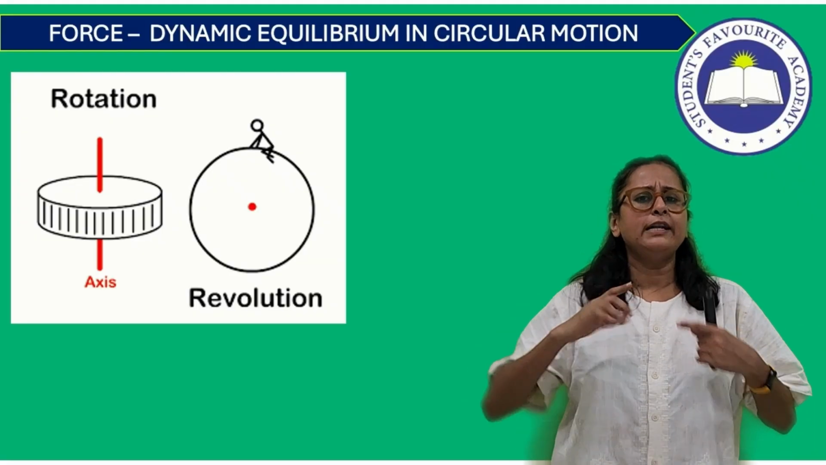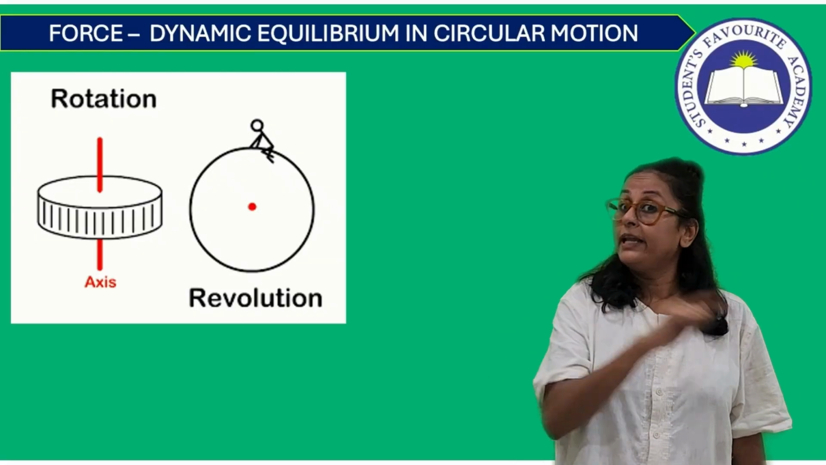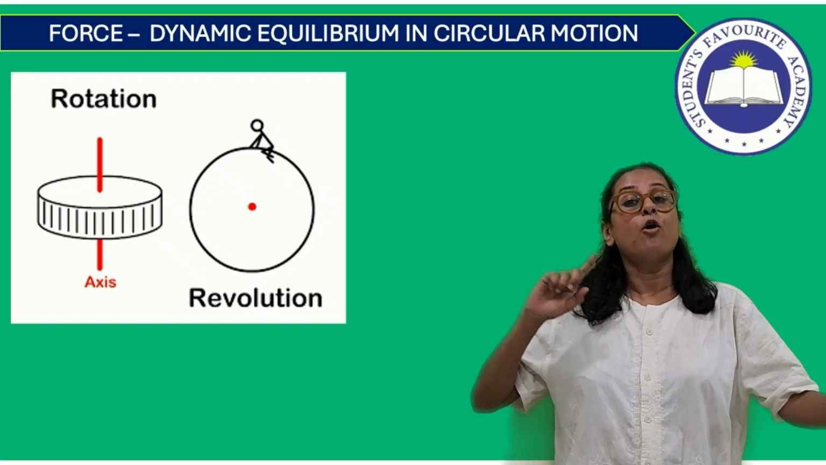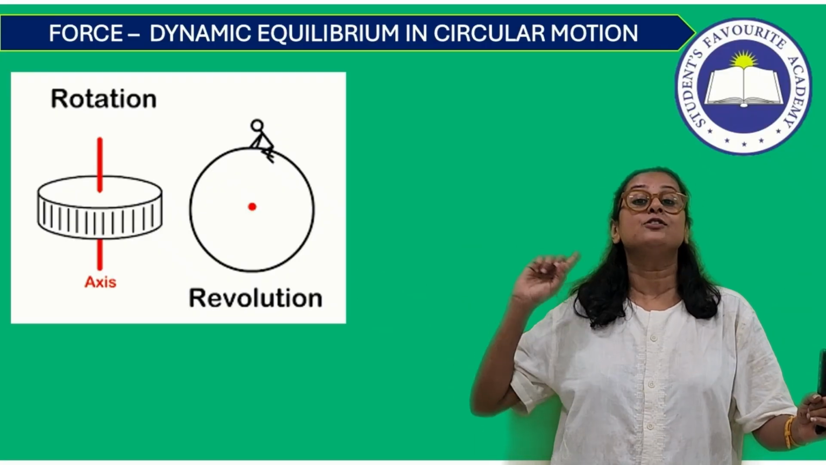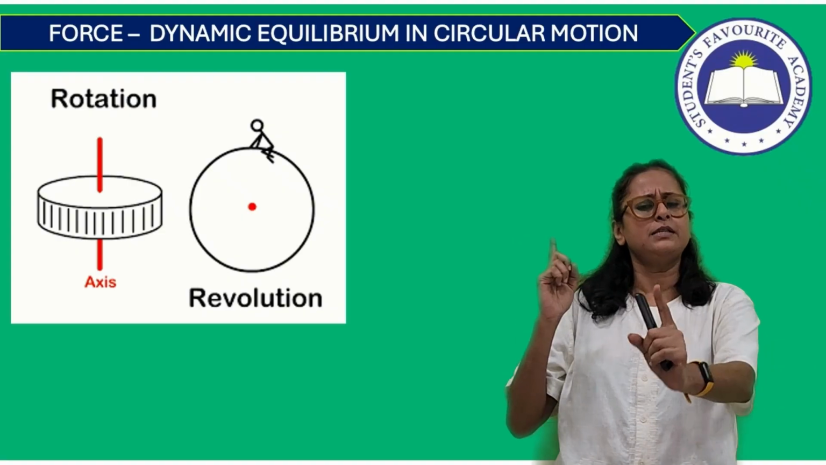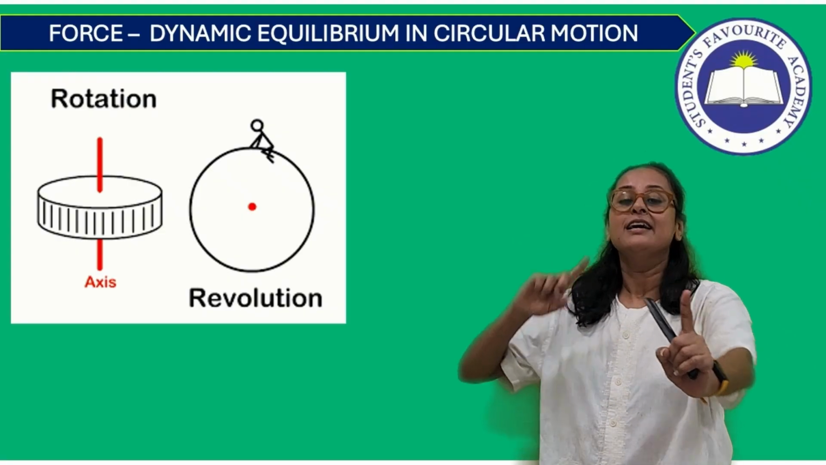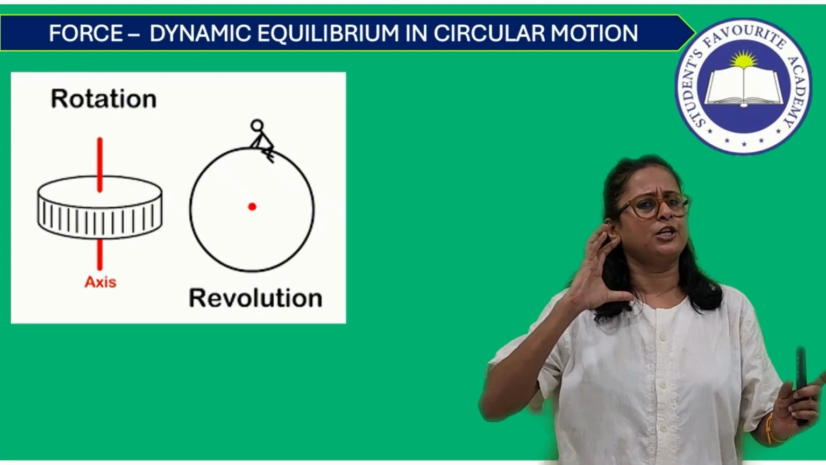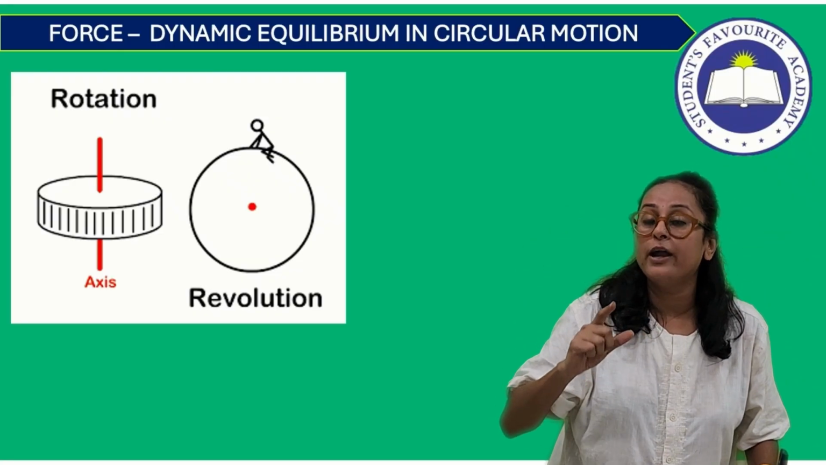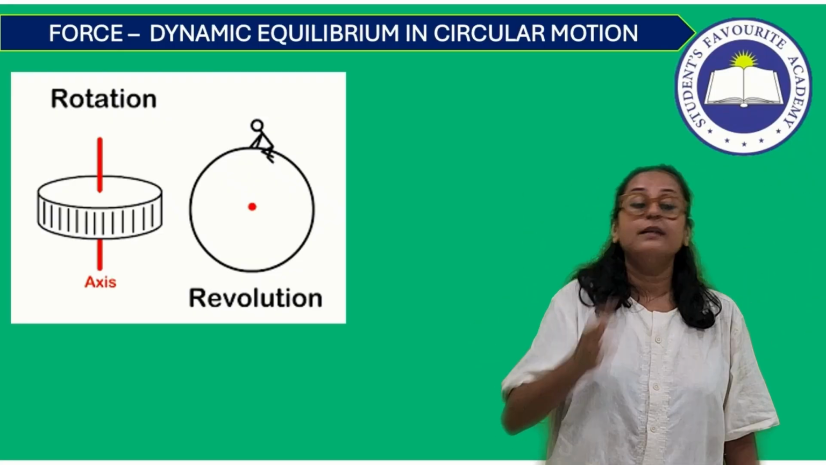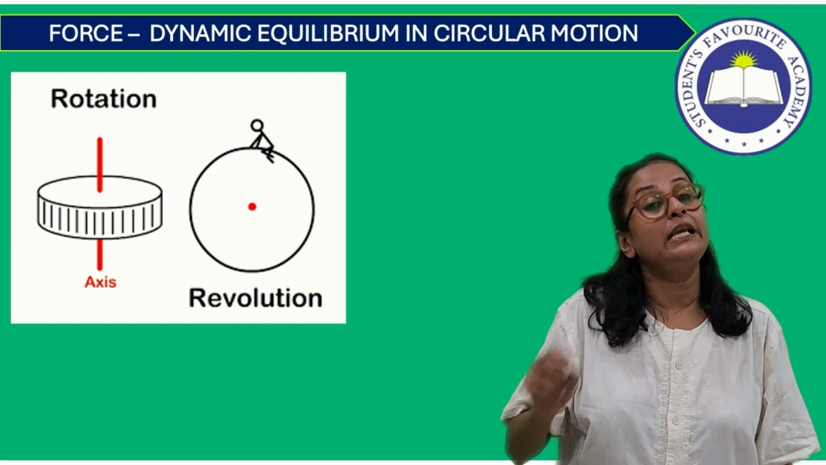So when a body spins, it is a rotational motion, and when a body revolves, it's not rotating anymore, it is doing revolution. Revolution happens around an external point. So that is called circular motion. Here the whole body moves around this imaginary point which is outside the body. In circular motion, you also get to see equilibrium.